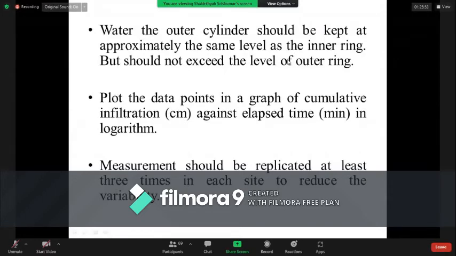Once the water level becomes low, you can refill the inner cylinder. At that time, the water level in the inner cylinder and outer cylinder should both be at the same level. After that, you can plot your data points by using the elapsed time interval and the cumulative infiltration.